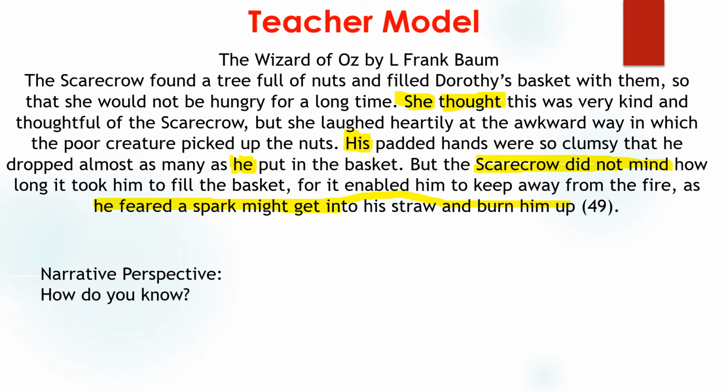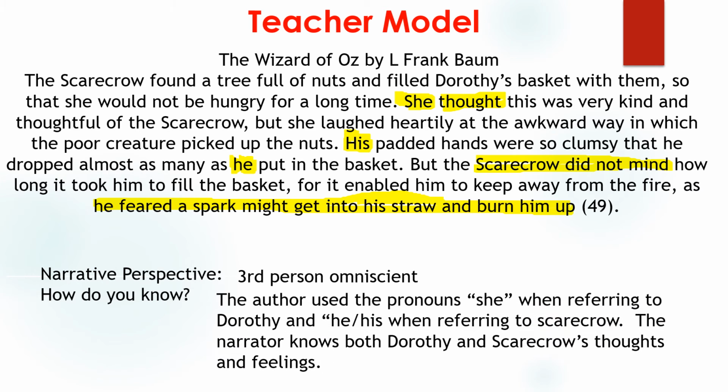So based on these details, fears, something that bothers you, and thoughts, we can see that we have both Dorothy and Scarecrow's thoughts here. So the narrative perspective would be third person omniscient because they use the pronouns she, he, and his, and they know both Dorothy and the Scarecrow's thoughts and feelings.